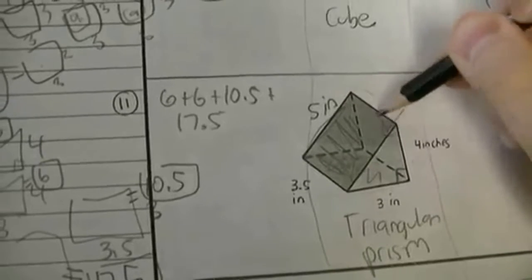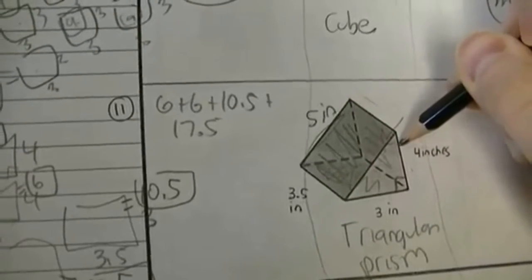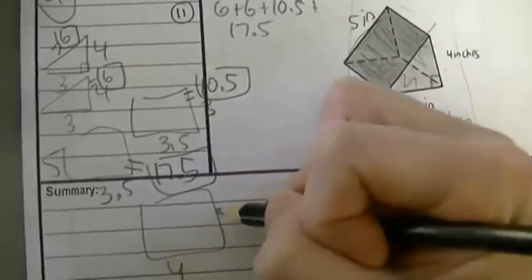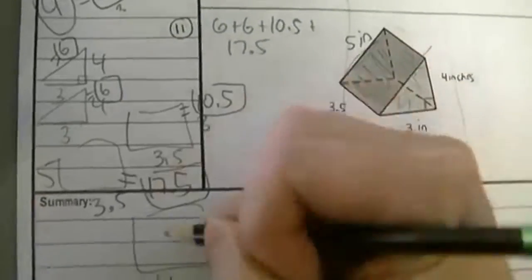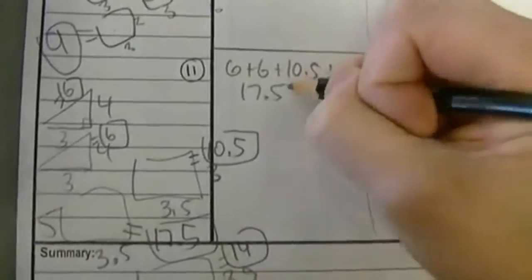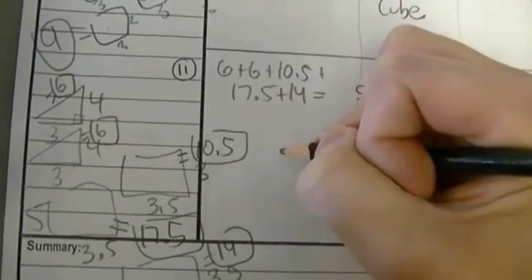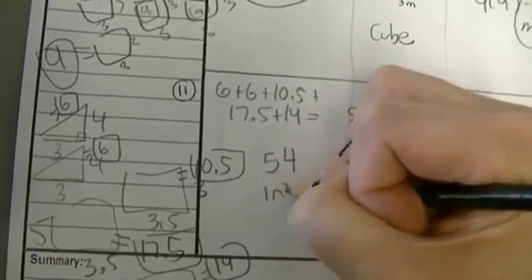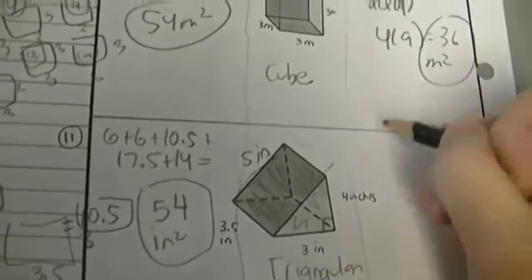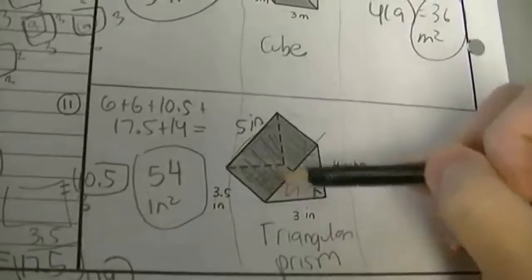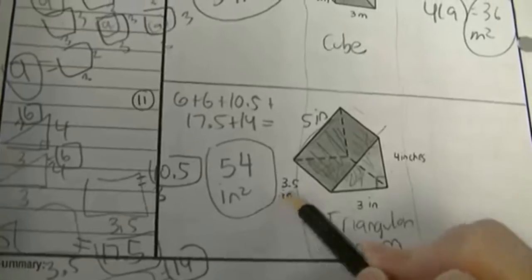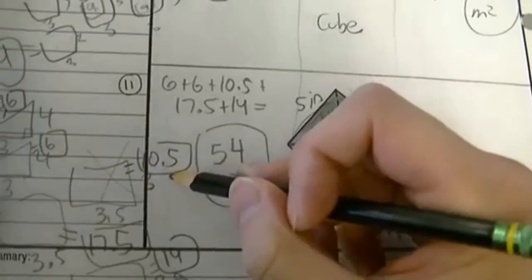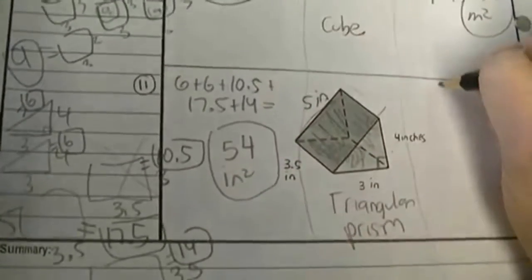Okay, and then we have that side right there. And that is what? 4 by 3.5. And I think that's 14. So when you add those together, I think you get 54 inches squared. Now for the lateral surface area, you don't include the base. So it's everything but the 3.5 by 3. So not this. So I could take 54 minus 10.5, or I could just add all those together again.